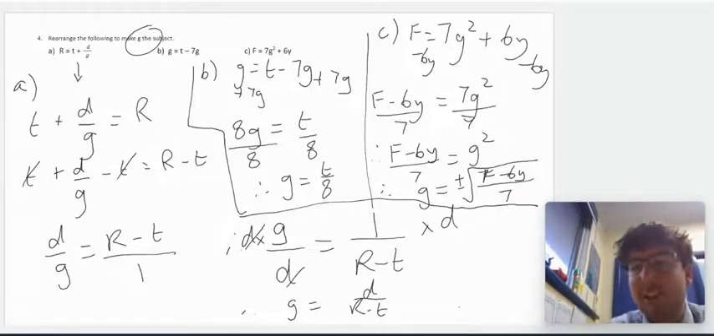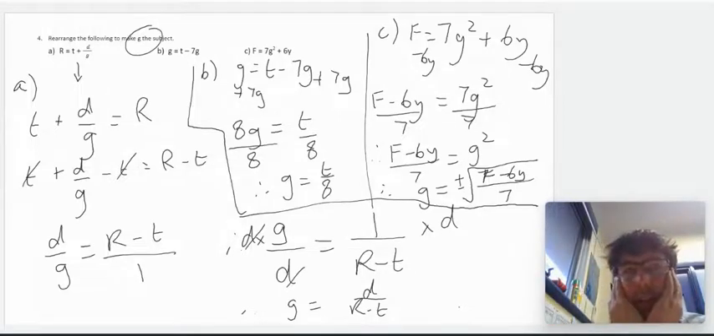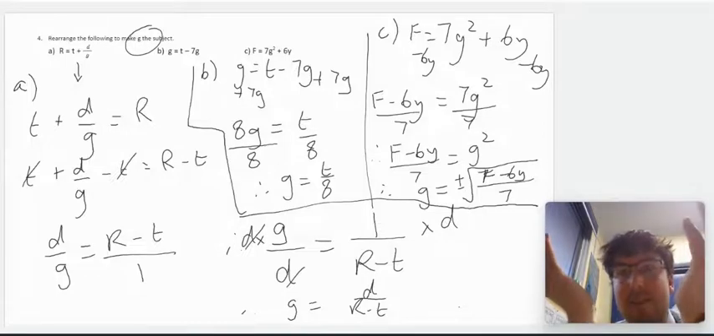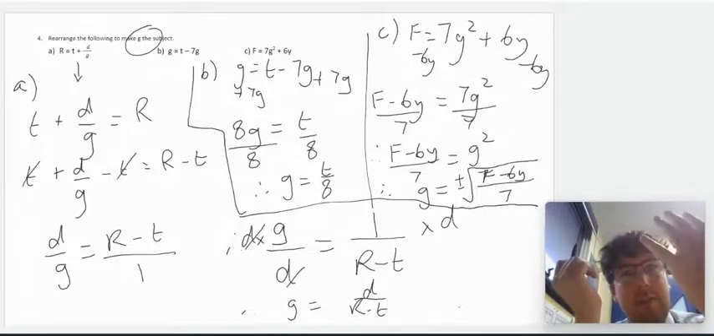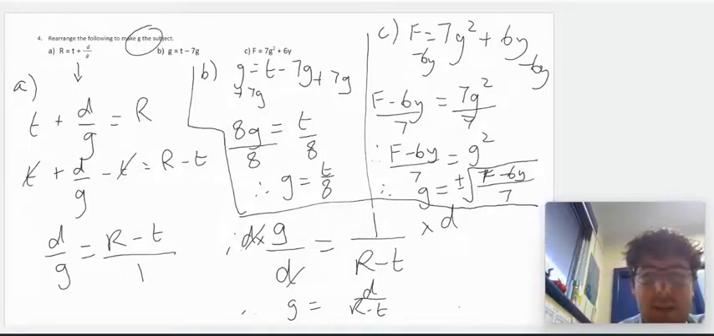Now we need to put plus and minus because when you're doing the inverse of a square, it can be the positive or the negative. For example, if we were trying to find what the square root of 25 is, the square root of 25 is 5, and it's also minus 5, because minus 5 times minus 5 is positive 25. So that's why we need to put the little plus or minus there.